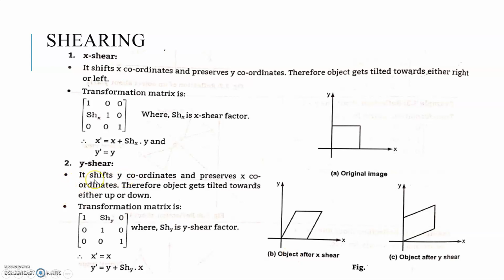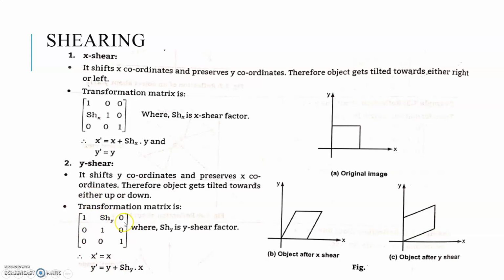And what is y shear? It shifts y coordinates and preserves x coordinates. Therefore, the object gets tilted toward either up or down. In this diagram, you can see this is your original image and this is the object after y shear. Here you can see that the object is tilted toward the up.